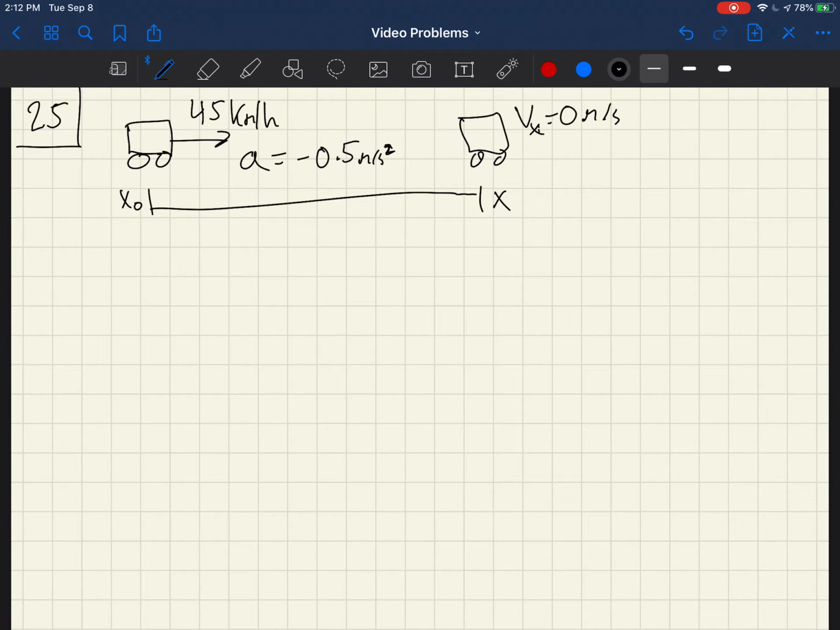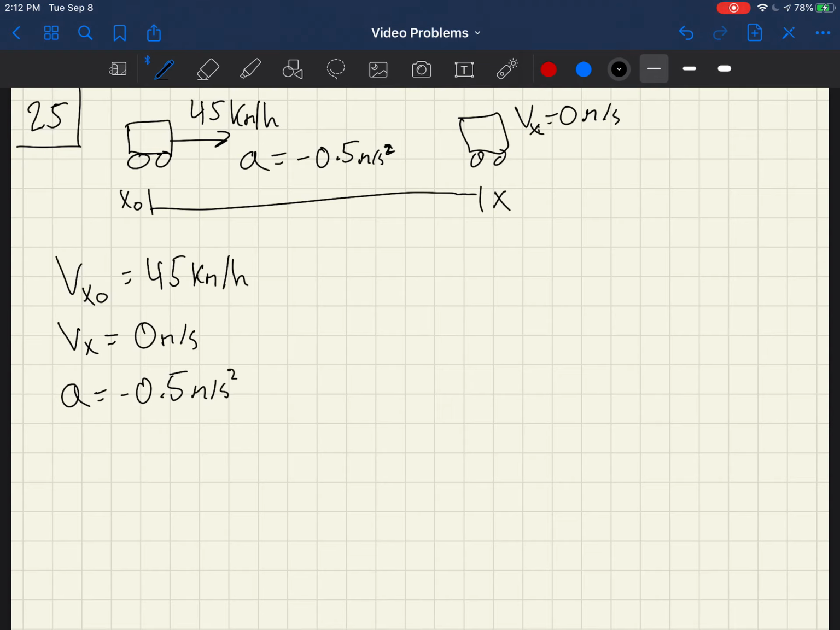All right, so Vx0, the initial speed, is 45 kilometers per hour. Final speed, Vx, is 0 meters per second. Acceleration is negative 0.5 meters per second squared. And our initial position we'll say is 0 to simplify things, and our final position is our question mark. How far is it going to travel? So the way I look at it, I say, oh, there's no time here, right? There's no time in our equation. That means we must use the third equation.